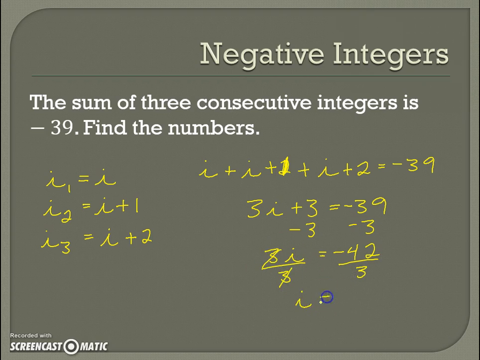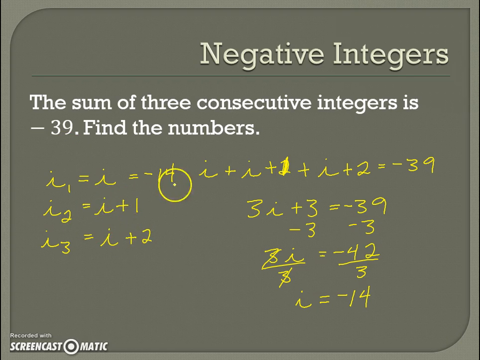And I equals, I believe 16, but let me double check. No, 42, not 16, 14. I equals negative 14. So that's the value of I, that first integer. So this one is negative 14. Now be careful when it's negative, because I'm adding a positive one.